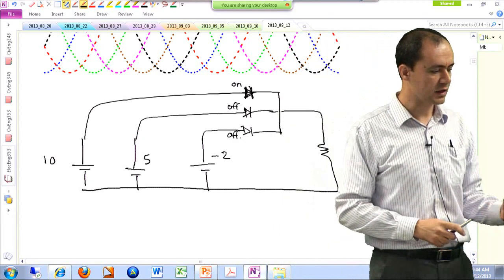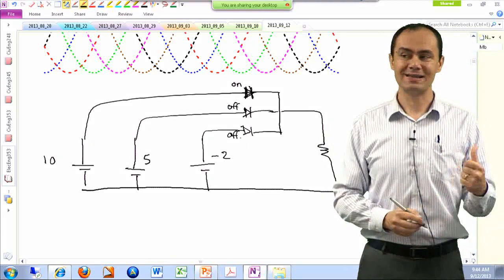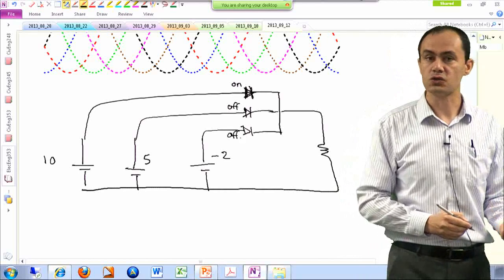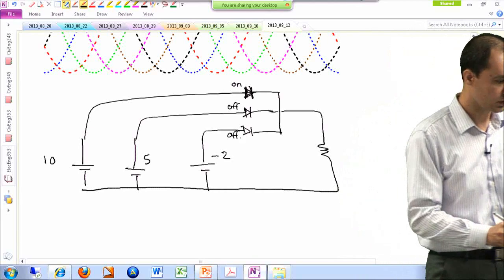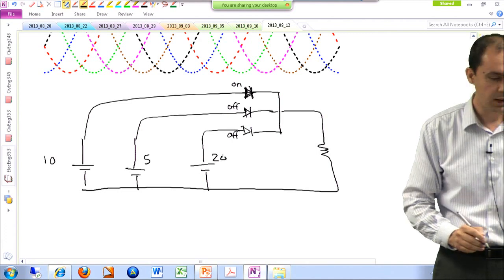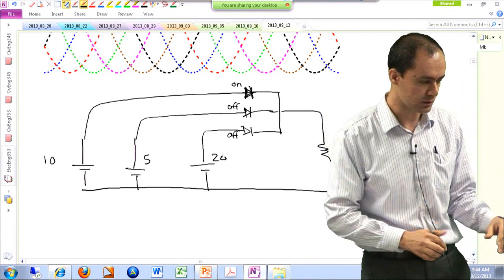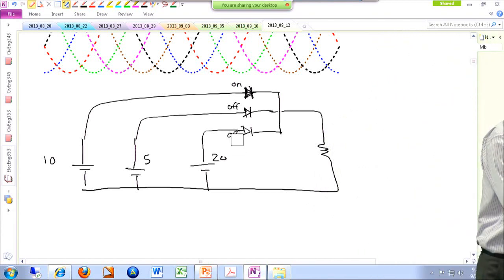So if you have a configuration like this, the diode whose anode is connected to the highest voltage is going to win and conduct. If I change the configuration and, instead of negative 2 volts, change this voltage to, let's say, 20 volts, now the anode of the bottom diode is connected to the highest voltage. So this conduction is going to change to the bottom diode.